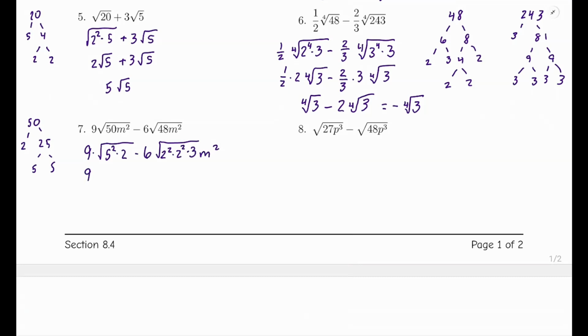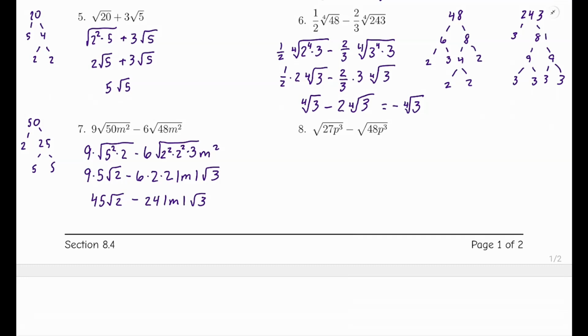So this becomes 9 times 5 square root of 2 minus 6 times 2 times 2 times the absolute value of m square root of 3, which gives us 45 square root of 2 minus 24 absolute value of m square root of 3. This time the radicals are not like terms, so I cannot combine any further. And remember, on MyOpenMath, if it says assume the variables are positive or non-negative, you do not need to put the absolute value signs.